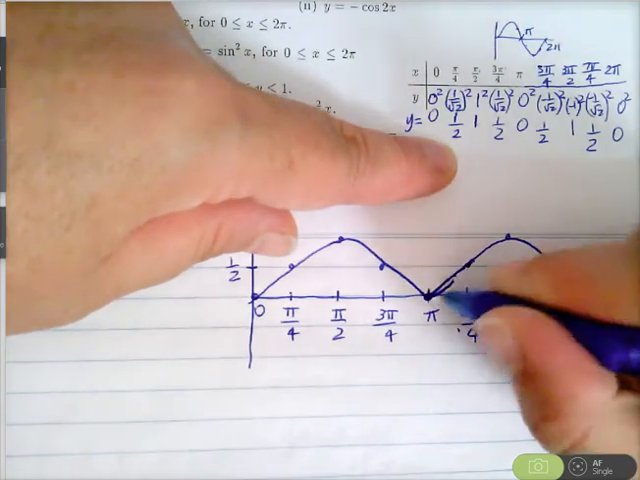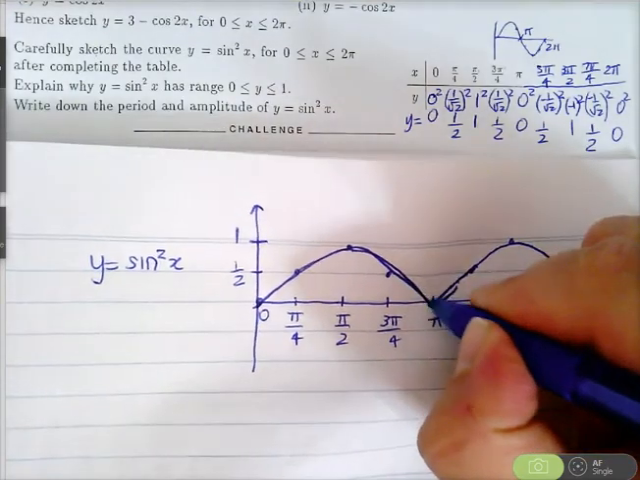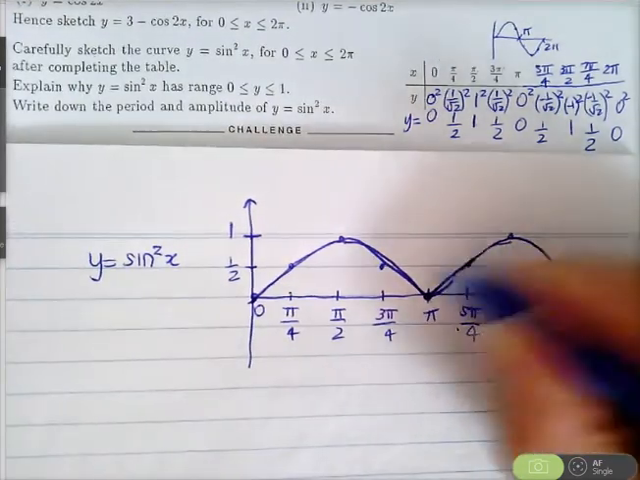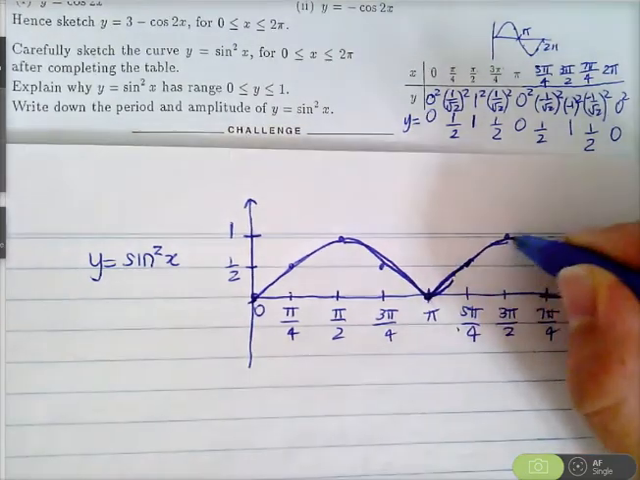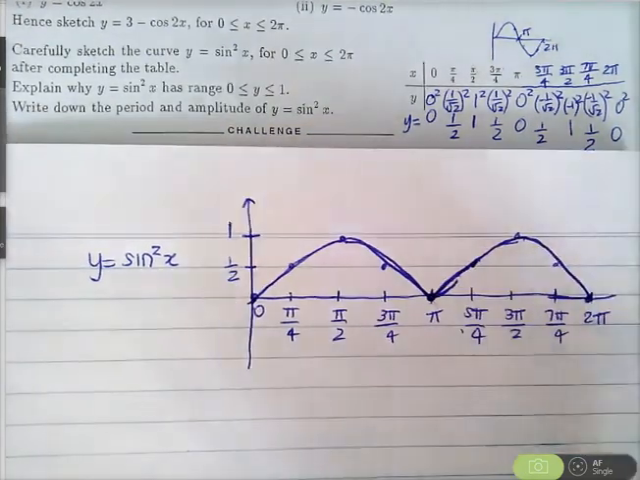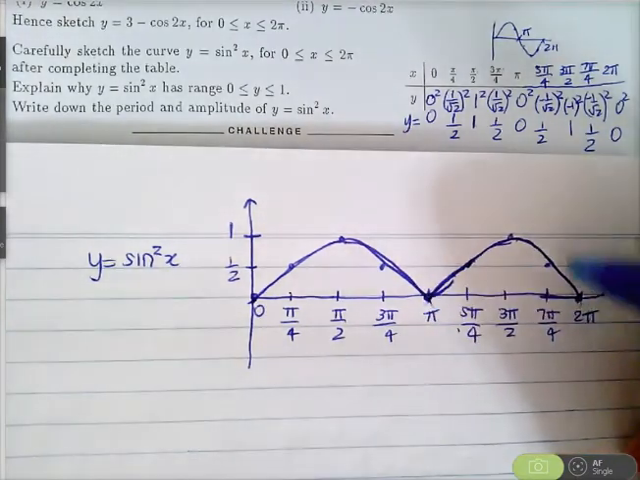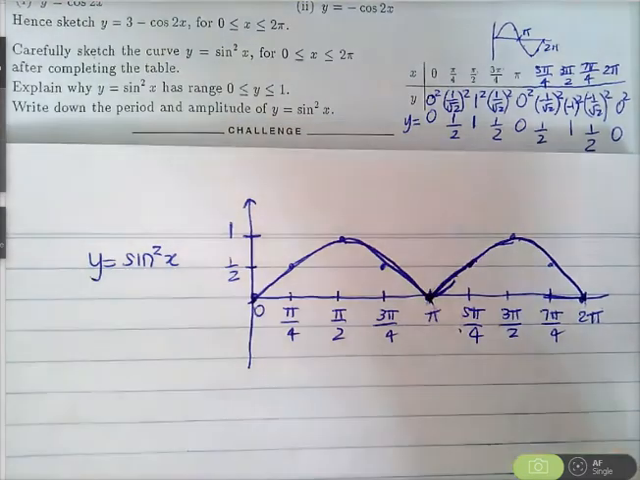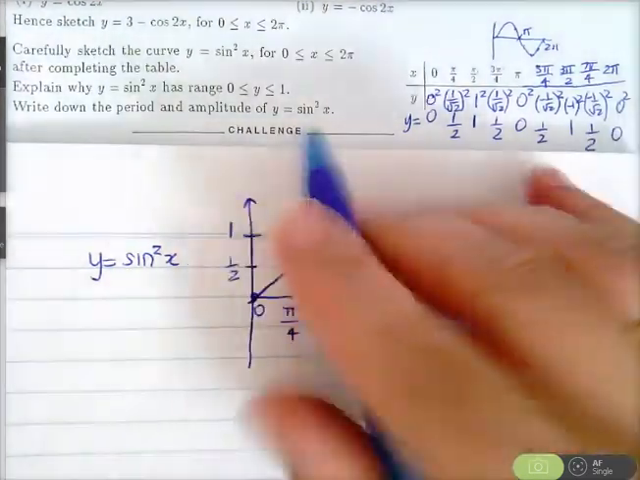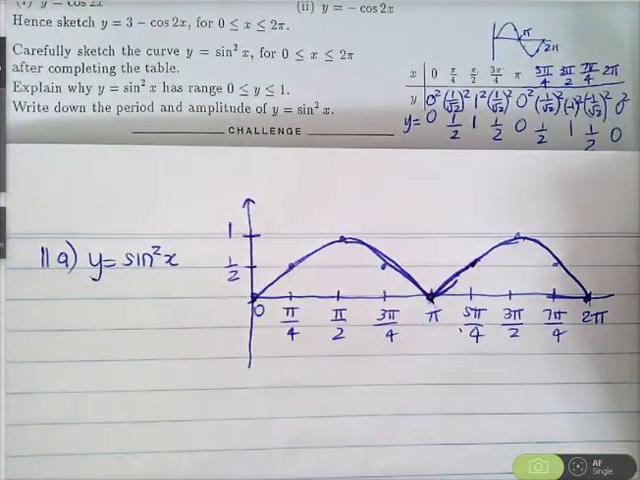This is all concave down, so make sure it looks like that, and this is also concave down, so do not come down and come back up. Normally the curve would come back down, but because it's squared, it's been turned back over that way. So that's question part A, 11A, to sketch y equals sine squared x.